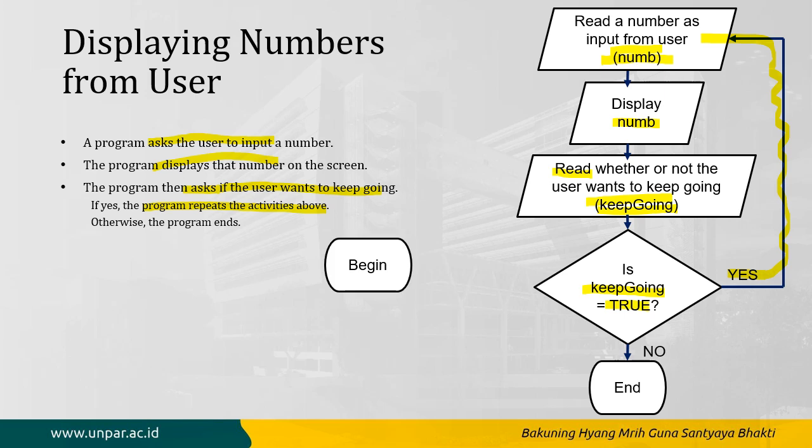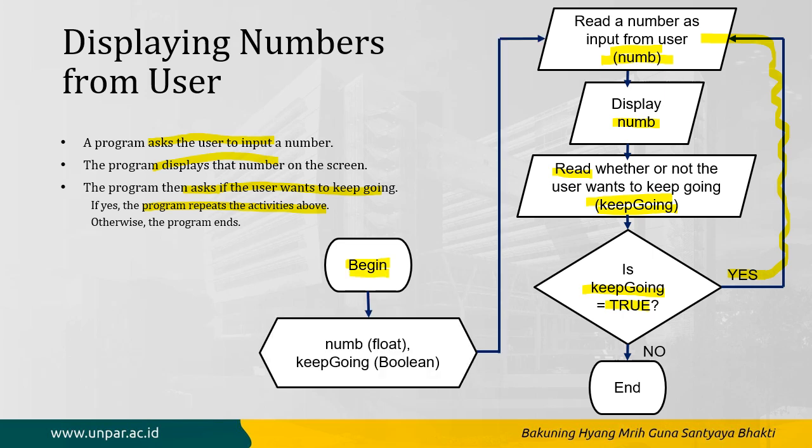However, do not forget to create this begin symbol here to say that this is where the program begins. And also do not forget to define all the variables. So for the variable num, it is a float type of variable. And then for the keep going variable here, I use the Boolean variable.